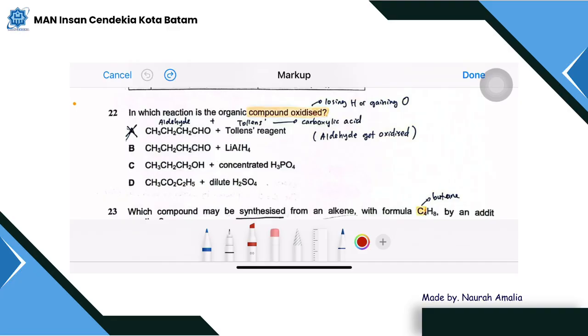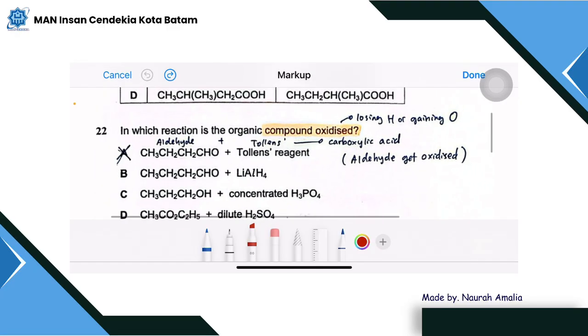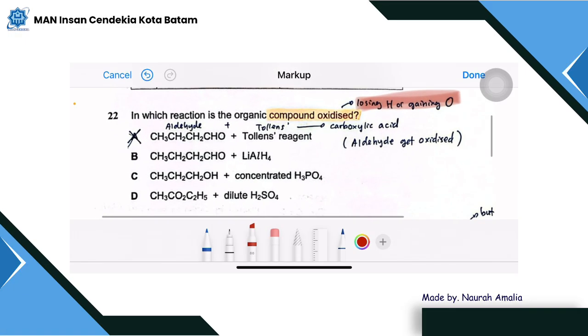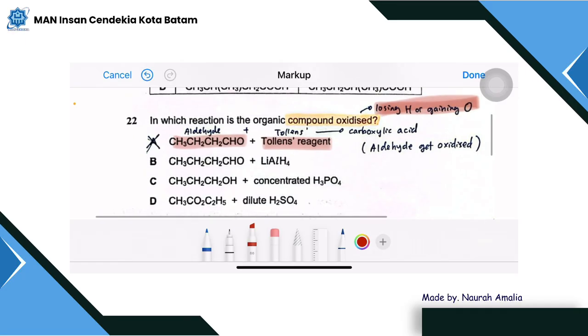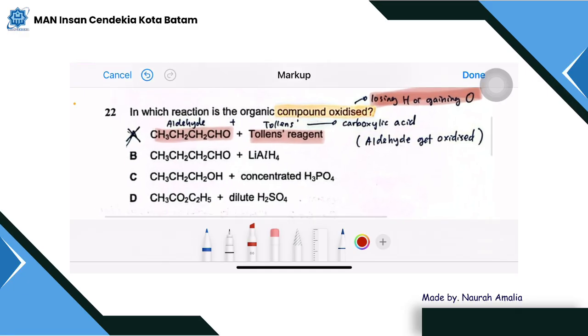Question number 22. In which reaction is the organic compound oxidized? Here, oxidized means losing H or gaining O, oxygen. Based on the options given, we start from option A, aldehyde. Aldehyde plus Tollens reagent can form carboxylic acid. The aldehyde gets oxidized, so it's approved from the question asked for the organic compound oxidized. So the correct answer is A.